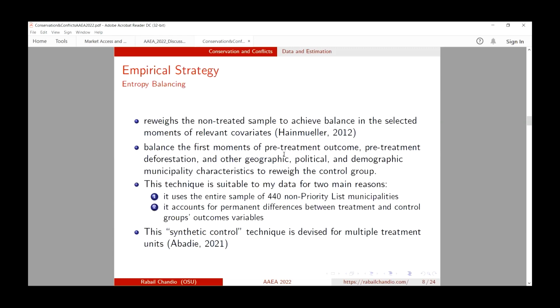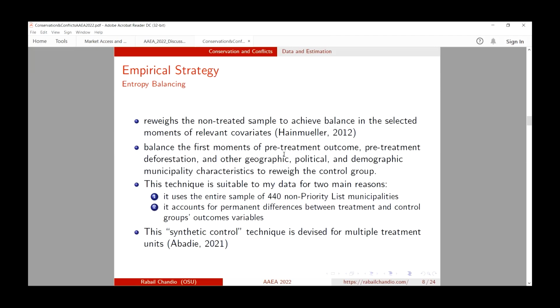The empirical strategy I use here is entropy balancing. It's a synthetic control technique devised for multiple treatment units. What it does is reweight the non-treated sample so that we have balance in the selected covariates in our control group. In our study, we restricted to balance in the first moments of our pre-treatment outcomes, which are conflicts and occupations, pre-treatment deforestation levels, and a number of other geographic, political, and demographic characteristics. One thing to note is that the municipality characteristics mostly come from the agricultural census of 2006. The next census was way after our study period, so we were only able to use municipality values from before the policy was implemented.